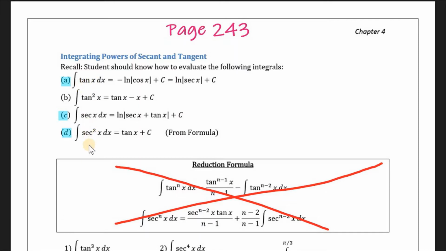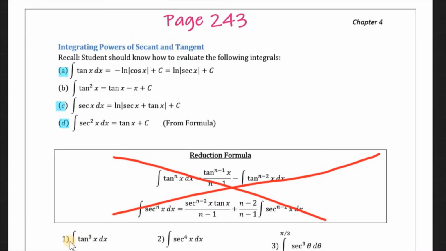Some of them are given in our formula list, and after this we are to find the integral of tangent to an odd power, secant to an even power, or secant to an odd power, like this. The reduction formula cannot be used because it is not in our Math 3 syllabus. But first, let us look into our formula list.